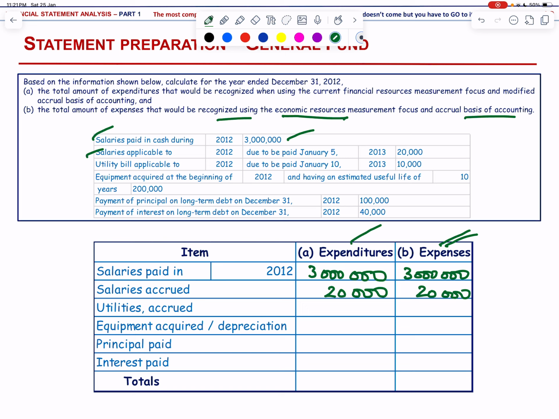2012. Coming to number 3, utility bill applicable to 2012, due to be paid on January 10, 2013, for 10,000. Now, expenditures once again under the modified accrual basis, are recognized when the liability is incurred and when payment is due within the current year, that is within 60 days of the next year. So, since the utility bill will be paid in January 2013, it is recognized as an expenditure in 2012. So, expenditure is 10,000.